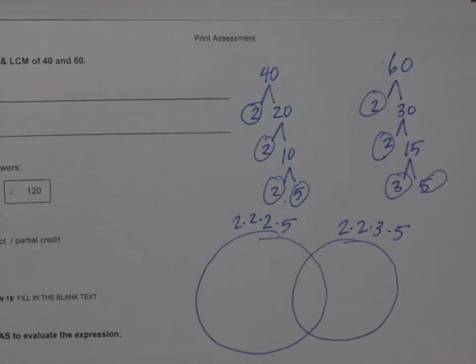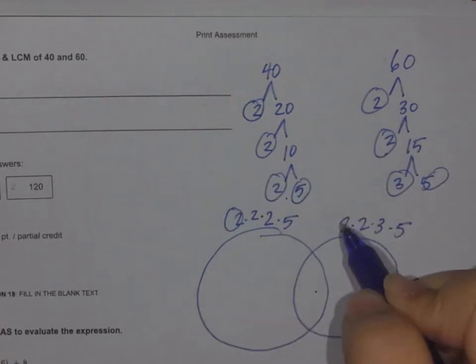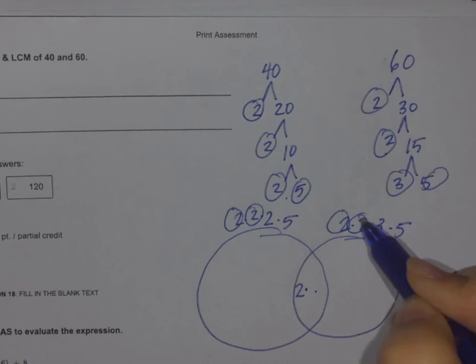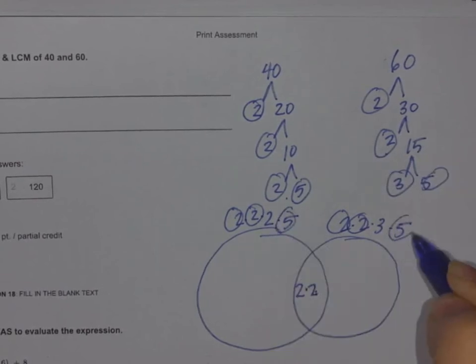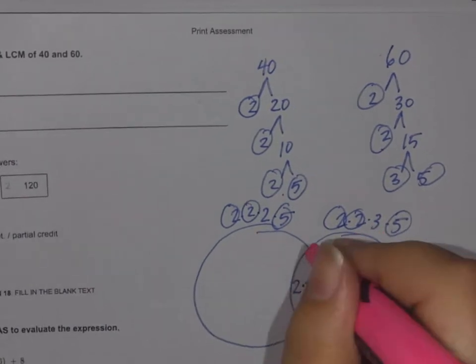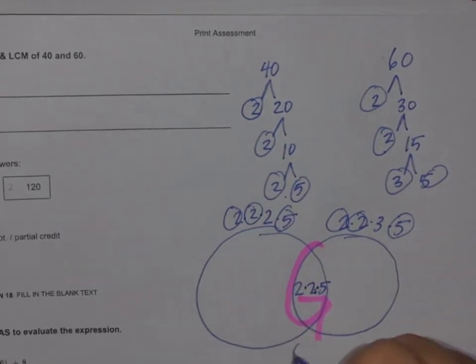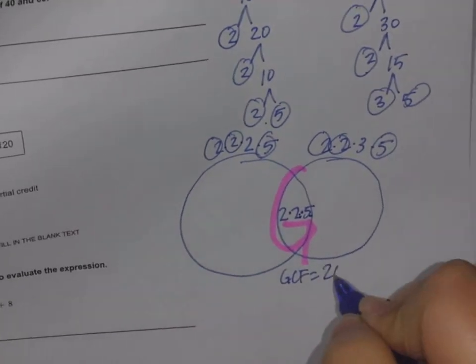Okay, remember that every pair that you have goes in the middle. So I have a 2 and a 2 on that side, so 1 comes down. I have a 2 and another 2, so I bring another 1 down. And I also have a 5 and a 5, so I'm going to bring the 5 down. Okay, and anything that's in the middle is my GCF. So GCF equals 5 times 2, which is 10, and 10 times 2, which is 20.